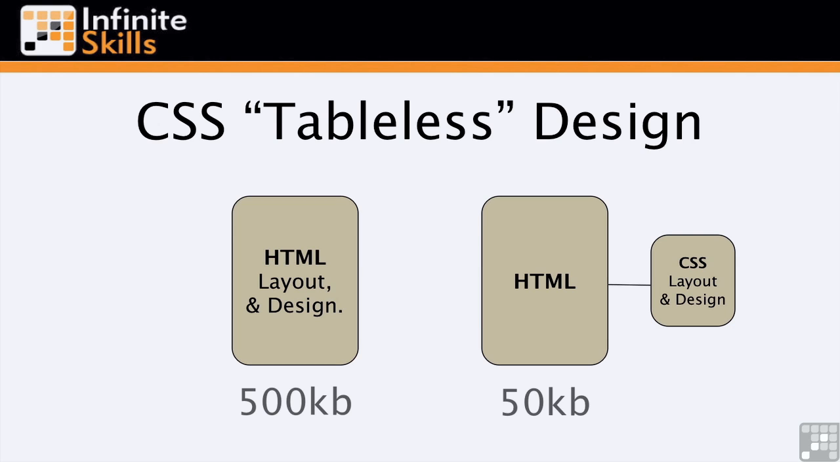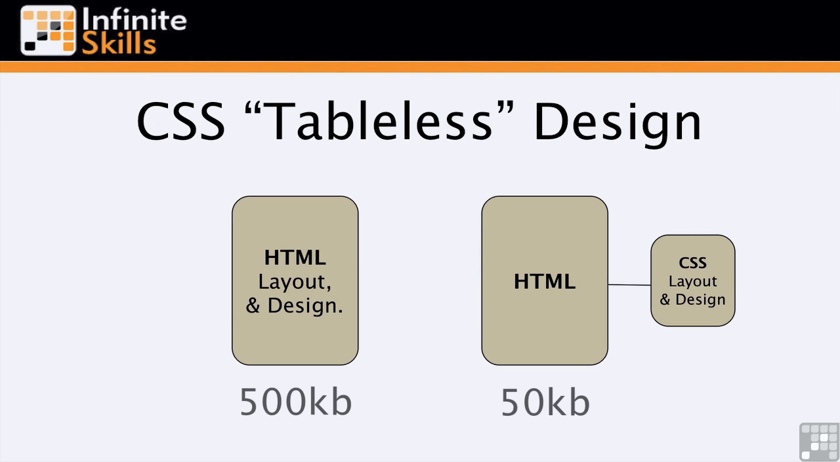So what CSS does is it removes the layout and the design from the HTML file. The HTML file references a separate cascading style sheet, which is what CSS stands for. And what this does is it allows your HTML file to be much, much smaller and load much, much faster. And when the bot comes to your site, it has less to do. It doesn't have to sift through all the design stuff, all the layout. It simply sees the content.